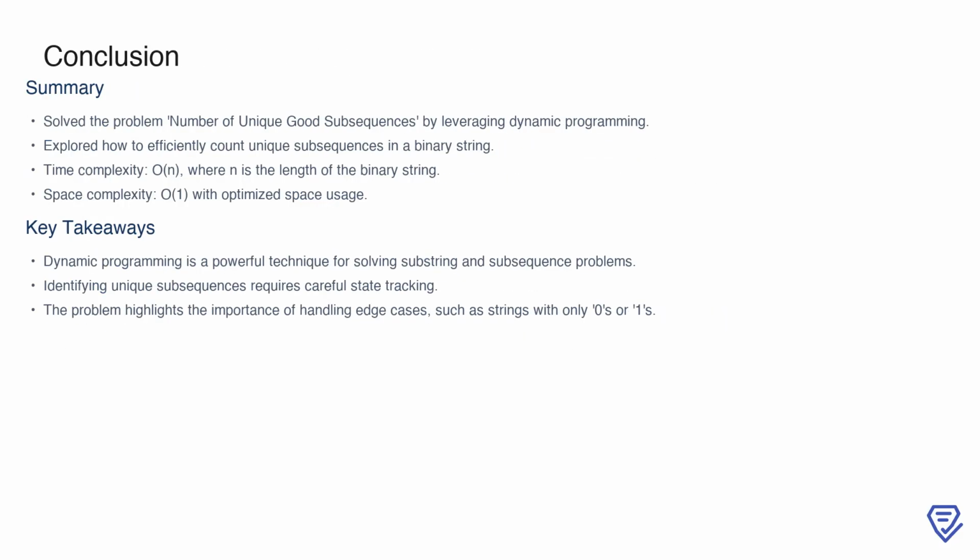That wraps up our discussion of LeetCode problem number 1987, Number of Unique Good Subsequences. We summarized the key steps, time and space complexities, and major takeaways from this problem. Remember, dynamic programming is a crucial tool for these types of challenges.